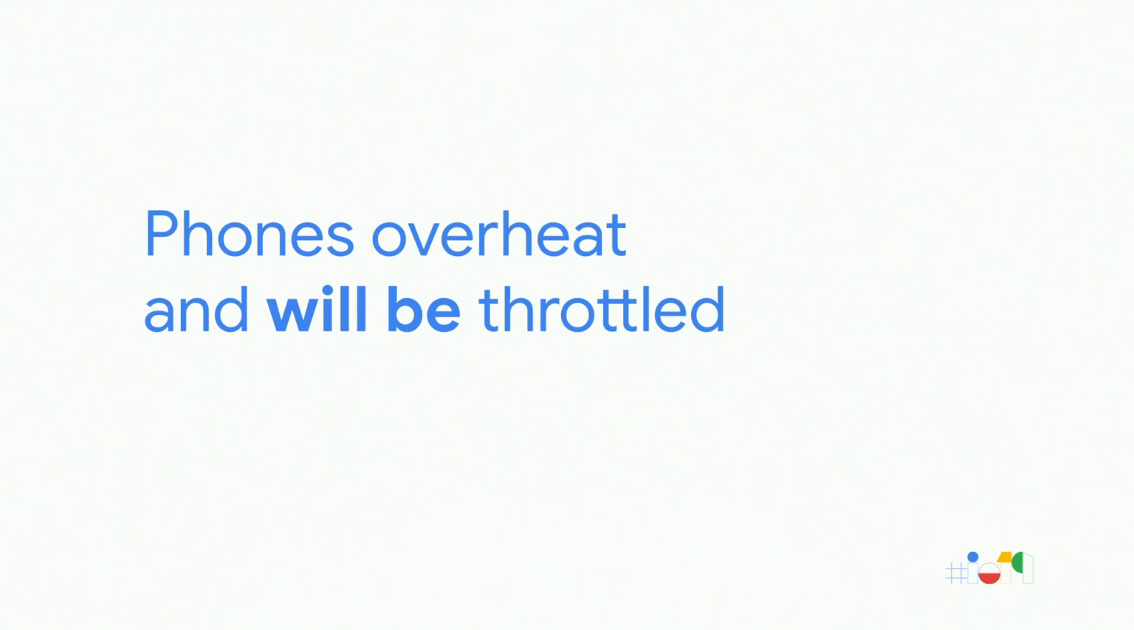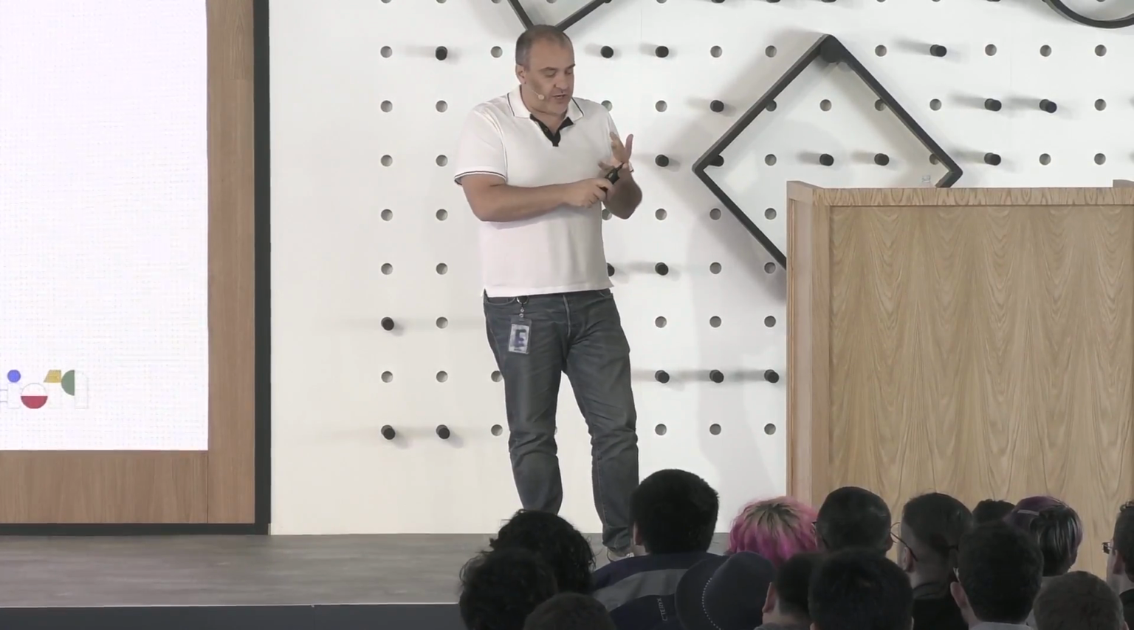Because all phones, sooner or later, will overheat and will be throttled. And that's not under your control. You will not be told why. You will not be told when. Every device is different. Every manufacturer has its own secret sauce on how to do it. It depends on the environment. I mean, if you play in Finland, you can probably play for a while. If you play in Italy, nope, it's hot. In summer, especially.